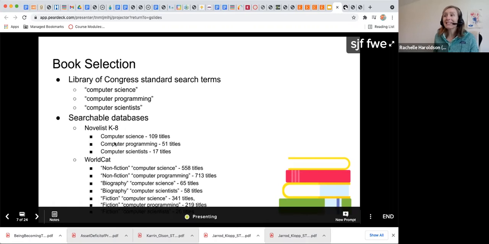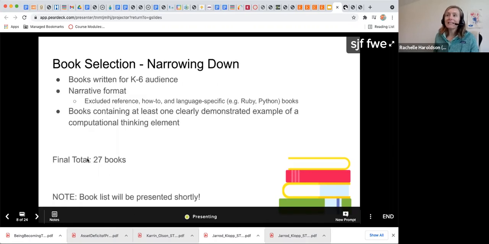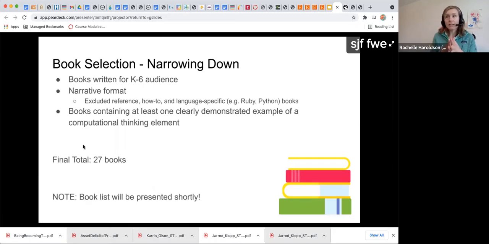So we came across lots and lots of titles, and we ultimately narrowed it down to 27 books. We narrowed in on books that were written just for the kindergarten through 6th grade audience. We wanted a narrative format, so that excluded reference books and how-tos, like how to code Ruby or how to code Python, or language-specific books. And the books had to contain clearly at least one element of computational thinking. So we narrowed this down to 27 books.